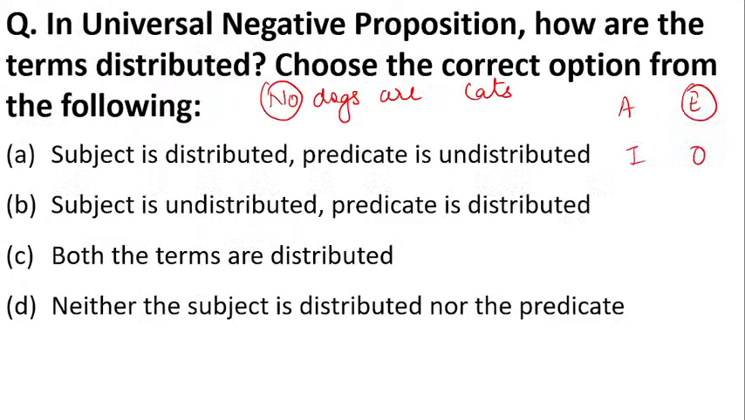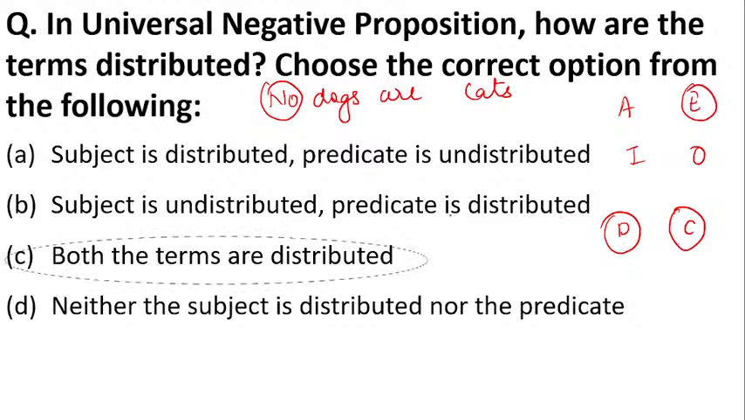Which question do you want me to repeat? Yeah. So in a universal negative proposition, both of the terms are distributed. Because if I am saying no dogs are cats, the term dogs is the subject and cats is the predicate. My statement no dogs are cats applies to all the dogs in the world. I cannot call any dog a cat or any cat a dog. So the statement no dogs applies to each and every dog in the world, which is the subject, and the cats is the predicate. So both the terms are distributed. C is the answer to this question.